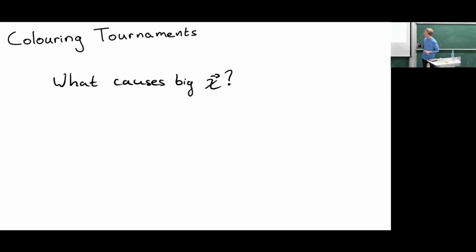But what actually causes big dichromatic number? So here we see if you contain this tournament Dn. Yes? Is there any estimate on the minimum number of vertices in a digraph of dichromatic number n? There are some bounds, but they're not very good bounds.